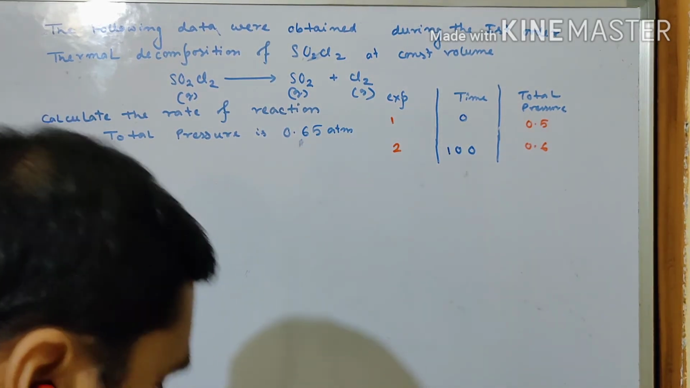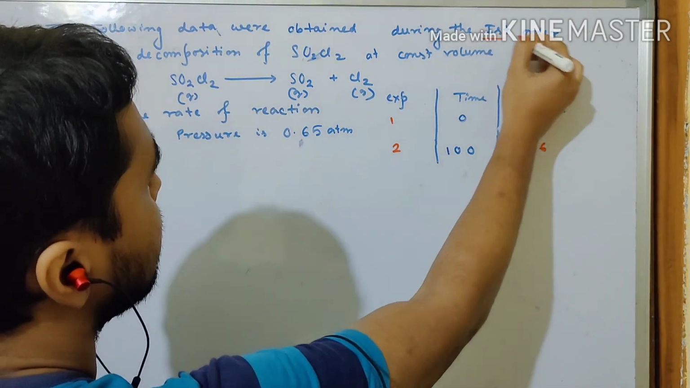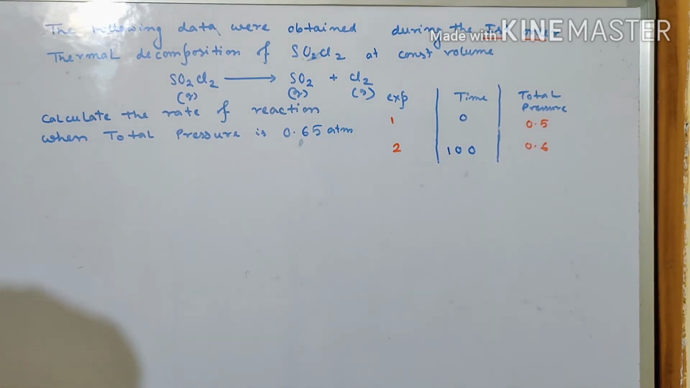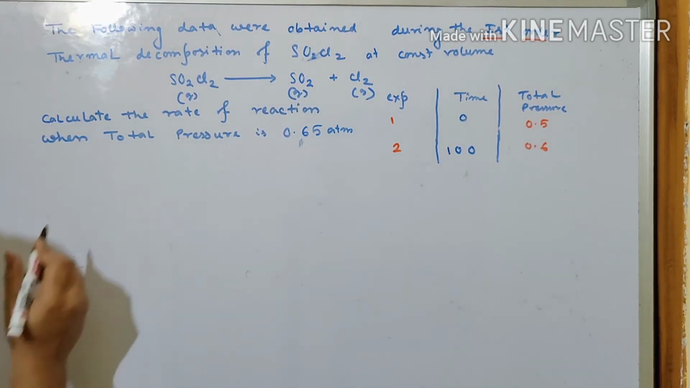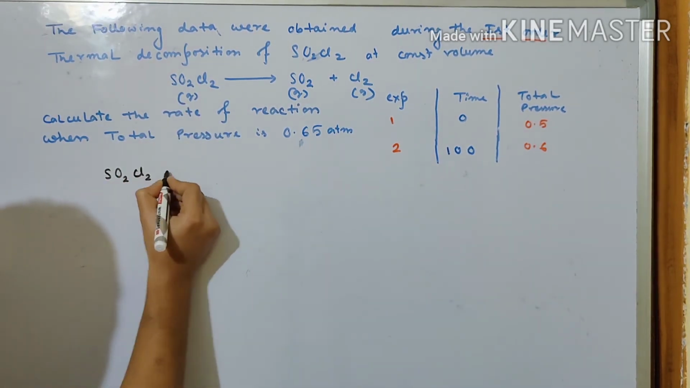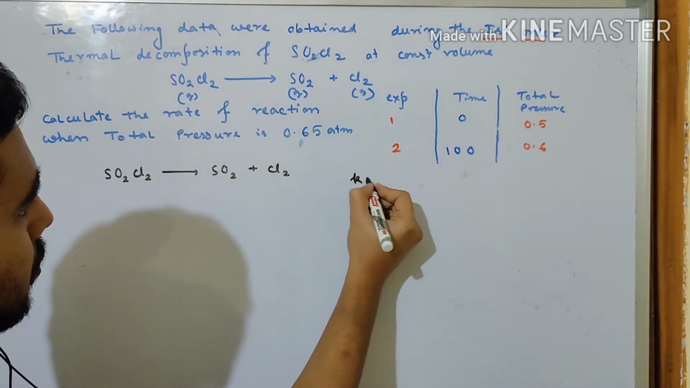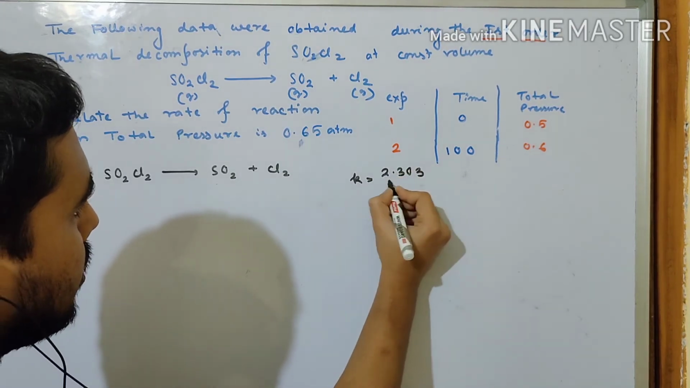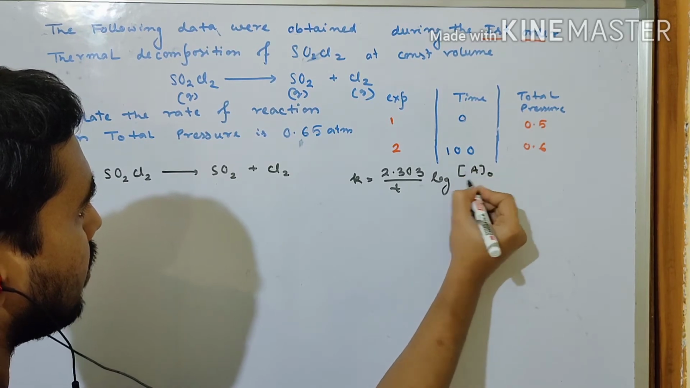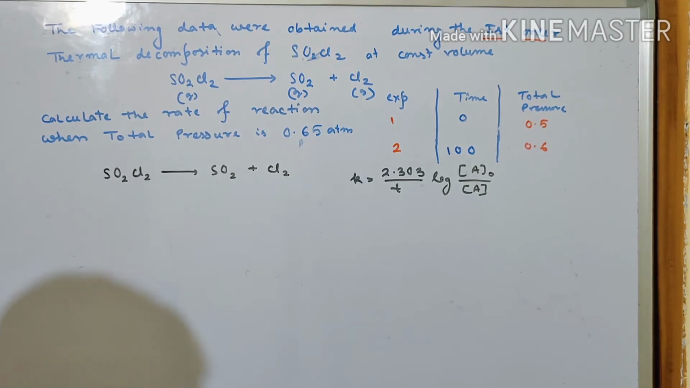So let us proceed. Since it is given as a first order reaction, that means we can apply the first order rate equation. Before doing that, which rate equation should be applied? We were assuming we will be applying 2.303 by t log of A0 by A, the concentration of A. Now it has to be replaced definitely, but how can we replace this?